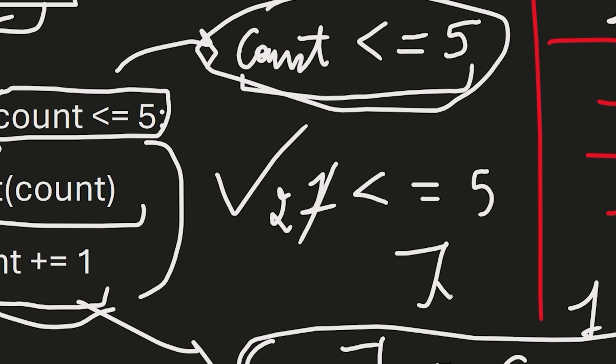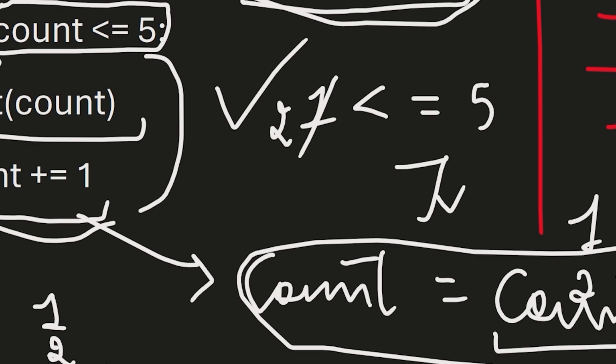So if it is true, again it will enter inside the block. It will print 2 here. After that, it will come to this line, it will again increase by 1. 1 is again added. Now value of count is 2. 2 plus 1, it becomes 3 now. So 3 will go here in the count. It will check again the condition. 3 is less than equal to 5. It is true. So it will again run and print 3.